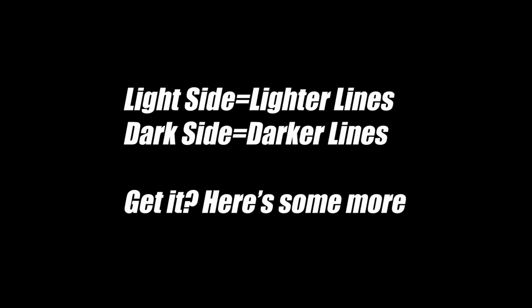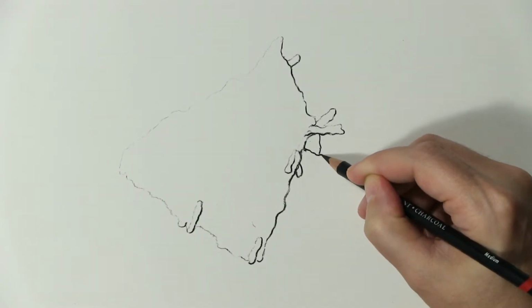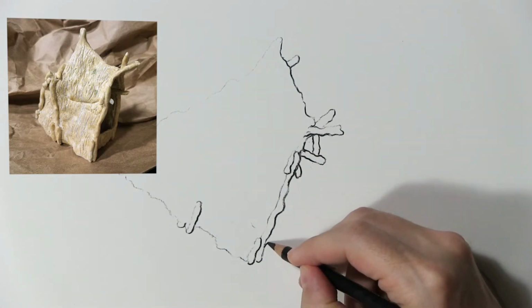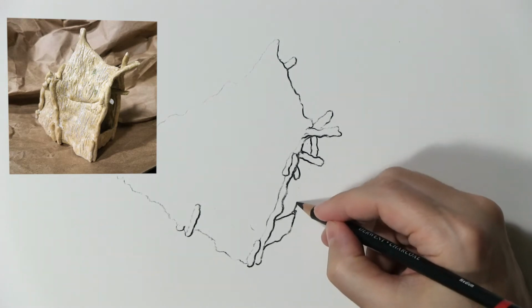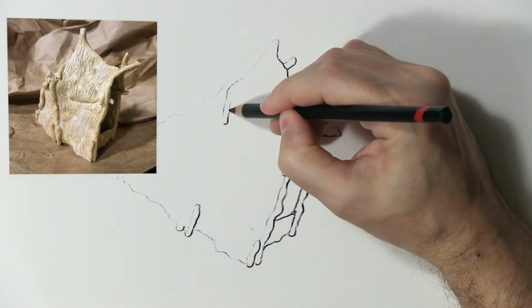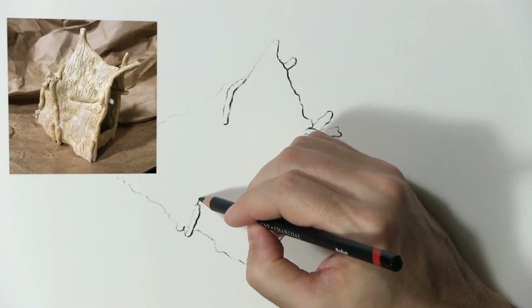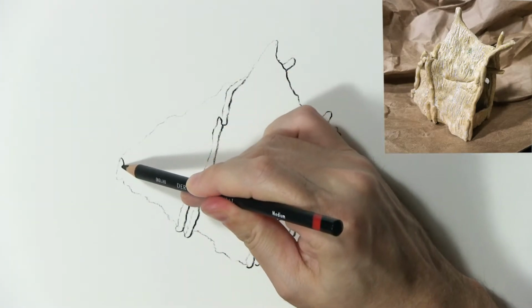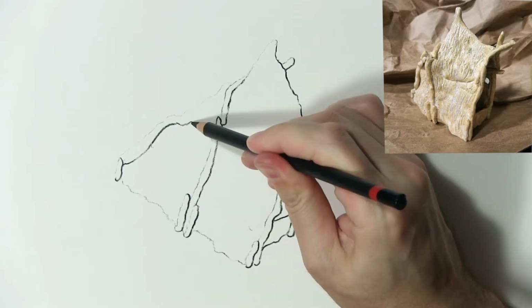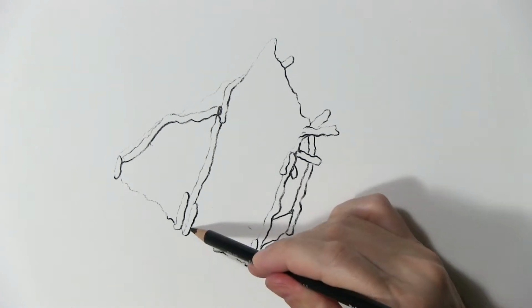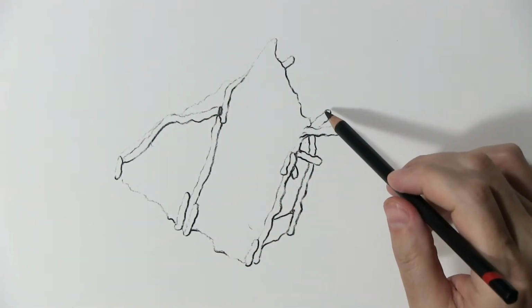Lighter side of the structure of the subject, lighter lines. The dark side of the subject, darker lines. Already at this point, we're starting to get a sense of a light side and a dark side just from contour lines.